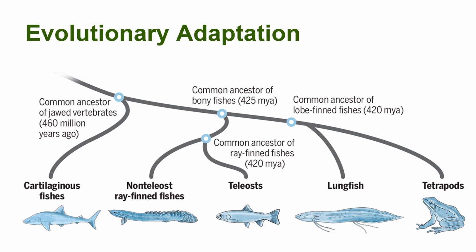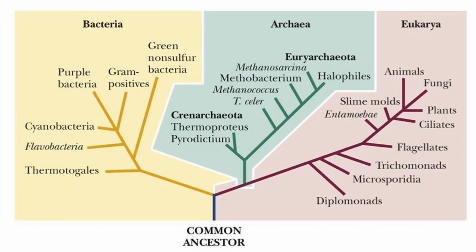In any case, things change over time. Species will branch off. So one species might give rise to 2 very different populations, and they go their own way and they change over time. And that's evolutionary adaptation. It's thought that life first appeared about 3.8 billion years ago. That's billion with a B. That's a while ago. And we have 3 distinct types of cells.